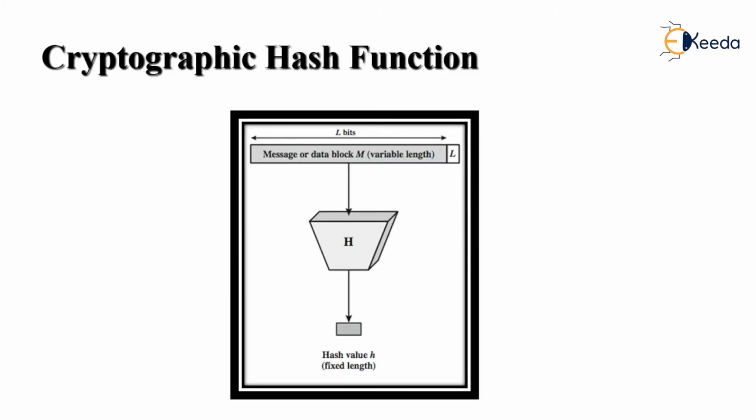So this is basically a normal cryptographic hash function, wherein we can see that the message or data block M, which is here considered as a plain text block, having a variable length L, undergoes the hash functionality, and then the output we get is the hash value of the plain text message block, and that will be of fixed length.